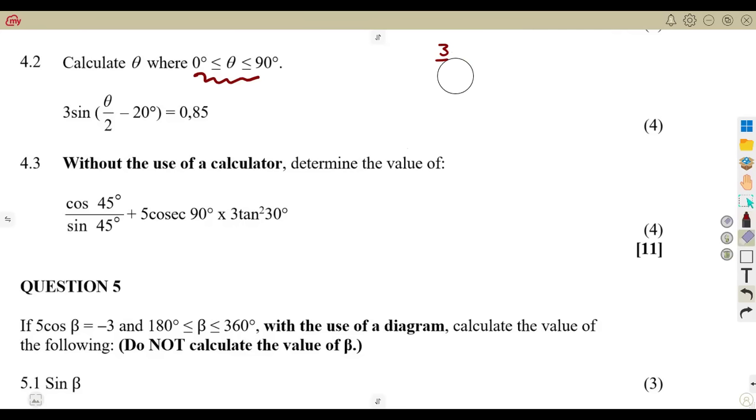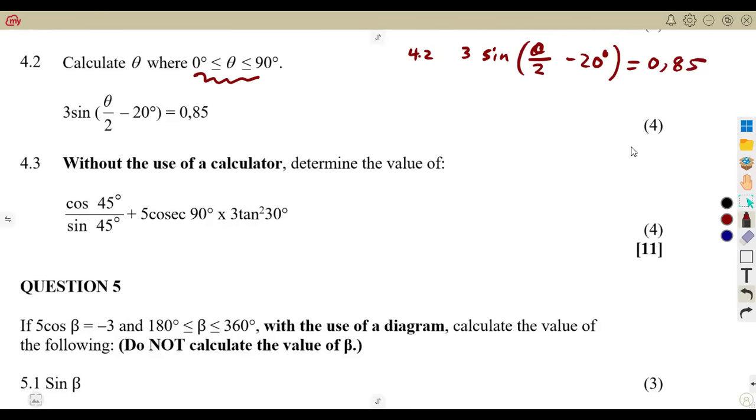So this is 3, not 3/2, but that's 3. So we are given 4.2, which is 3 sine of theta over 2 minus 20 degrees is equal to 0.85. So this is what we have.